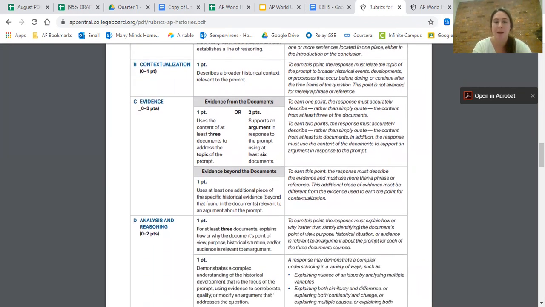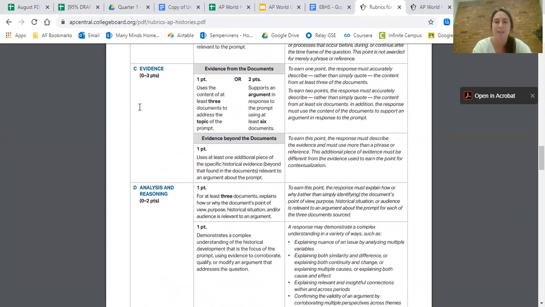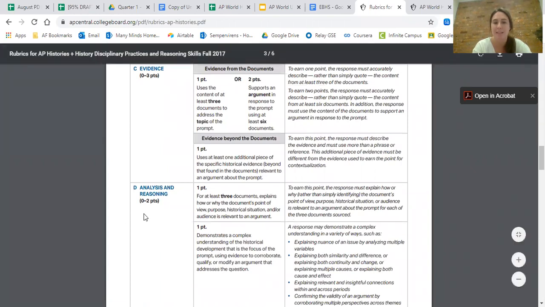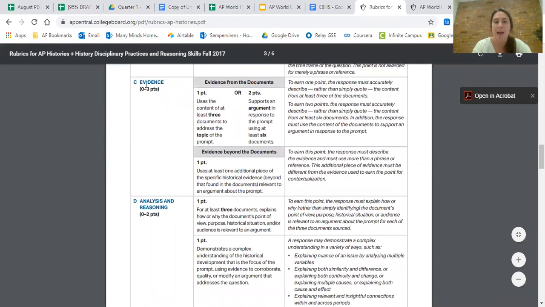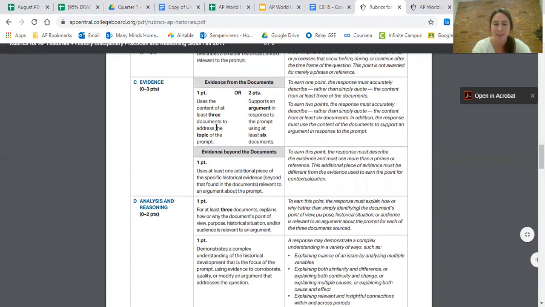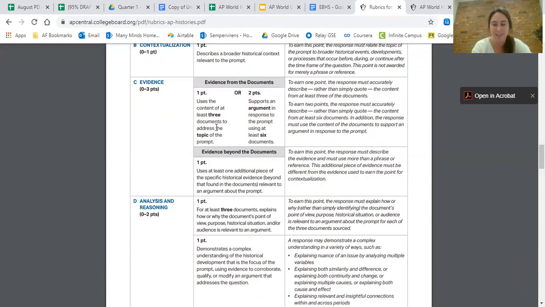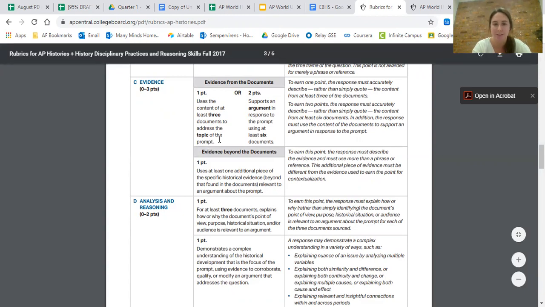When we start to talk about body paragraphs, this is when we get into things like evidence, analysis, and reasoning. And so evidence, you have 3 opportunities for points on the AP exam. The first point is just evidence use, and that means you referenced at least 3 documents and use them as evidence accurately. Remember, don't quote evidence ever. You have to put it in your own words to be getting that first point.